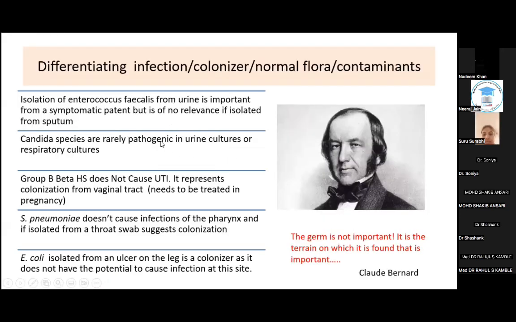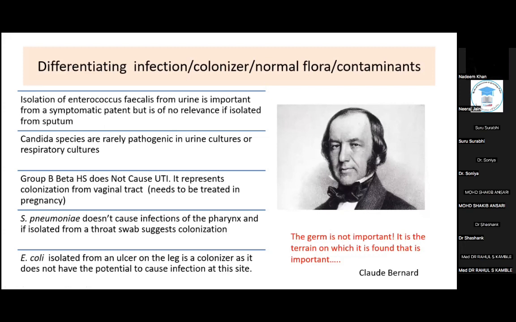How to differentiate infection, colonization, or contamination? That's the main thing that first needs to be done from the microscopy report. Now, it is also necessary to understand the habitat of the organisms. This is what the infection control officer or the team also does. They first understand the habitat of the organism to understand whether it's a true infection and what might be the root cause of the transmission of the infection.